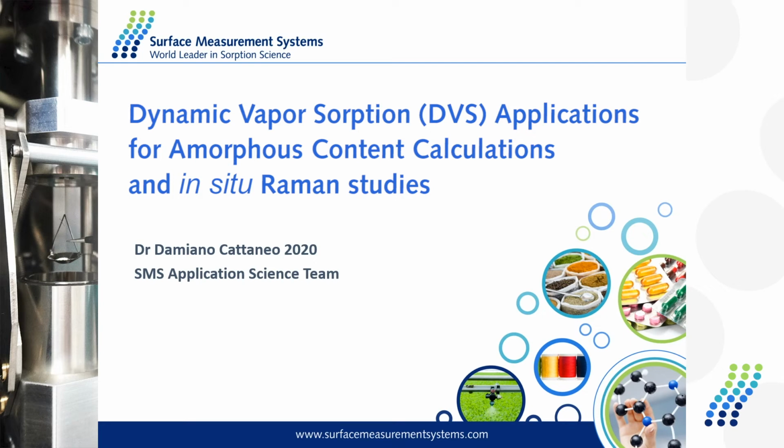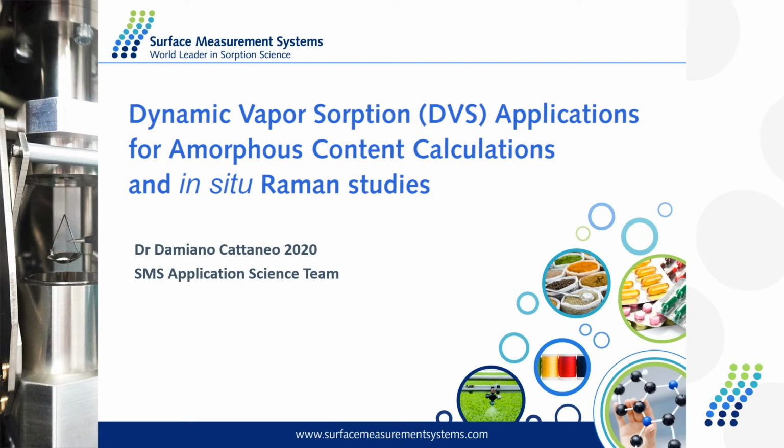The initial section will cover a general introduction to DVS and DVS studies, parts of the system, and how we collect data. The second section of the presentation will follow up on a study of amorphous content calculation, where we're going to show you two methods for amorphous content calculation, then BET surface area measurement, and in the end, we're going to show you a full study of in-situ Raman on a hydrate solvent compound.